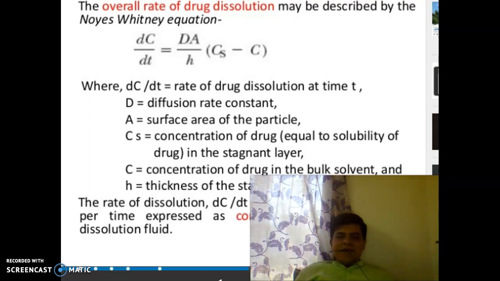The rate of dissolution, dC/dt, is the rate at which the drug is dissolved per unit time, expressed as the concentration change in the dissolution fluid. So dC/dt will change on the basis of the concentration of the drug that is dissolved in the solvent. As the concentration changes, the dissolution rate will change, and that will affect dC/dt.